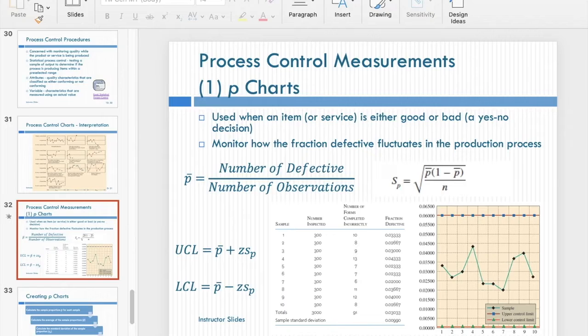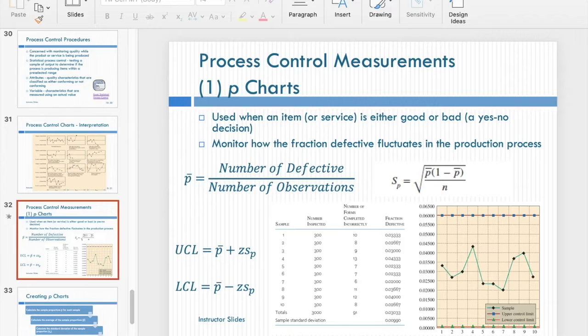If you're interested in whether the product or service that you are providing is either good or bad, it's either good or bad, when you are producing a product or providing a service, you can use a P-chart. You can do some statistical analysis related to it, and plot out the P-chart to monitor the whole process.